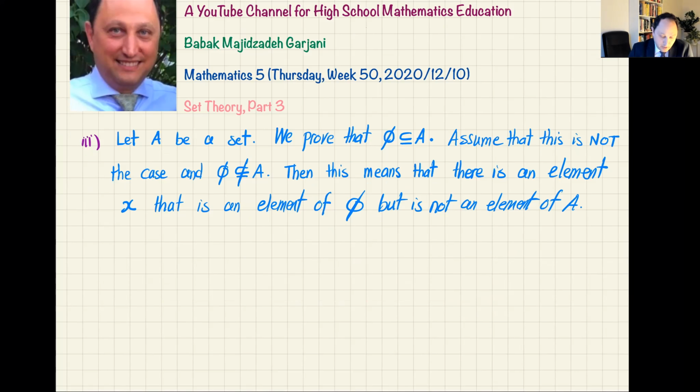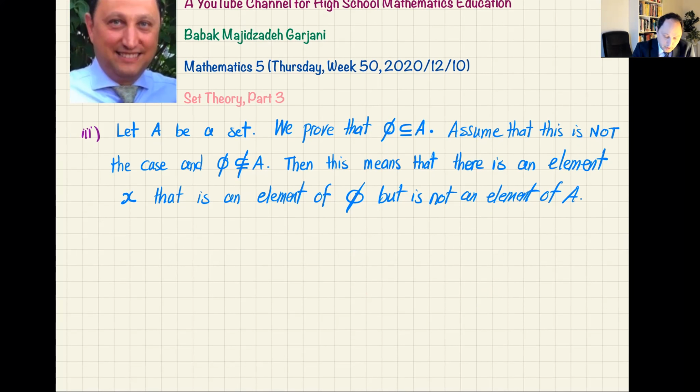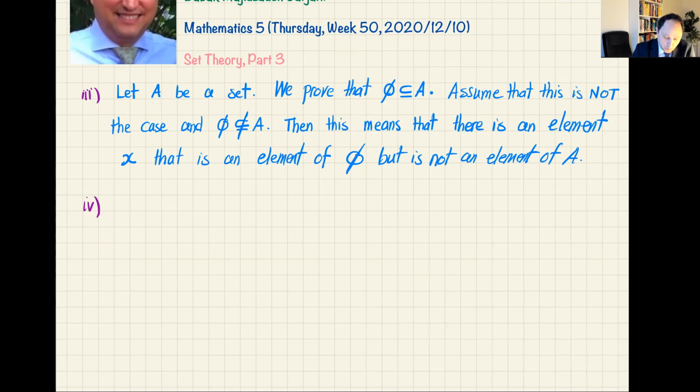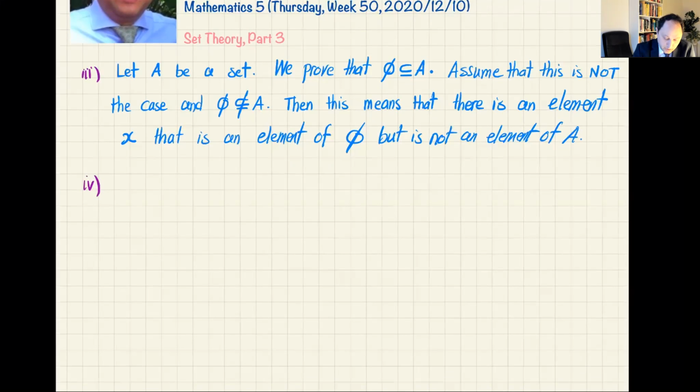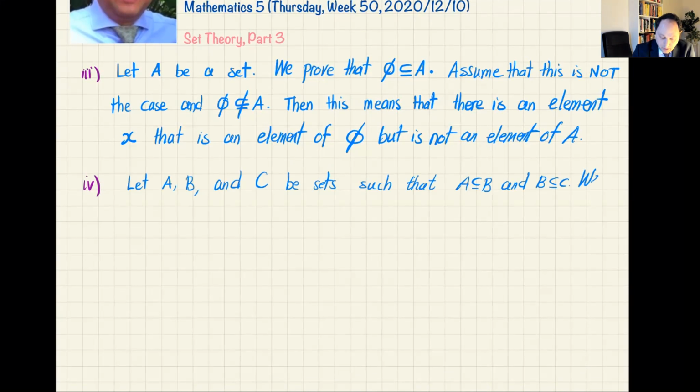So number 4 is not that hard, but I want you to practice here as well. Let me write it in symbolic way. Let A, B, and C be sets such that A is a subset of B and B is a subset of C. We prove that A is a subset of C.